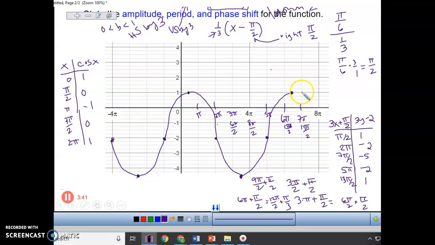Same thing here. Here's half a pi and one more full one. So that'll be a point there. And then there's the rest of the graph. And that's it.